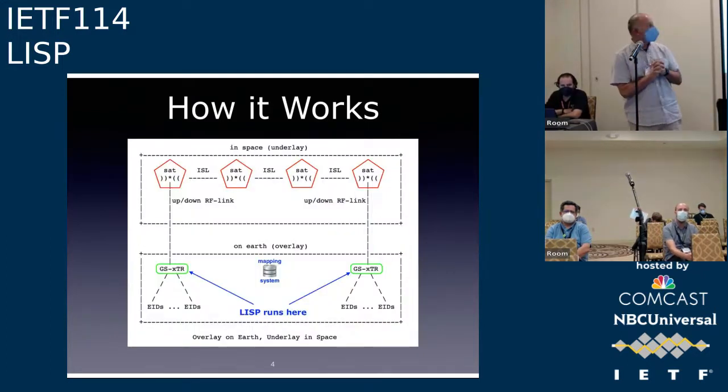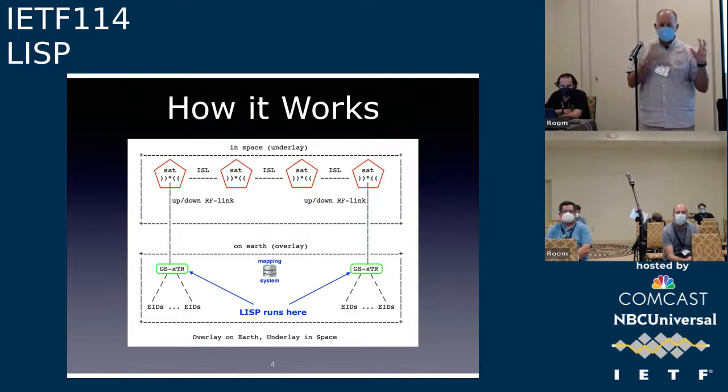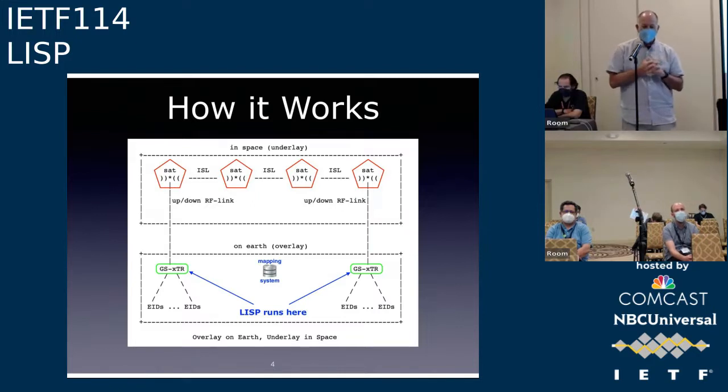So here's a pictorial. We see those satellites up in space. We call that the underlay. And we see those links between satellites called ISLs, inter-satellite links. Those are typically one or more laser links that go between the satellites in low Earth orbit, in LEO. And it turns out that this is what Amazon is about to deploy, as well as SpaceX doing with Starlink.